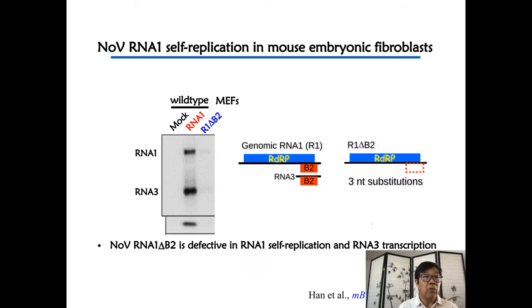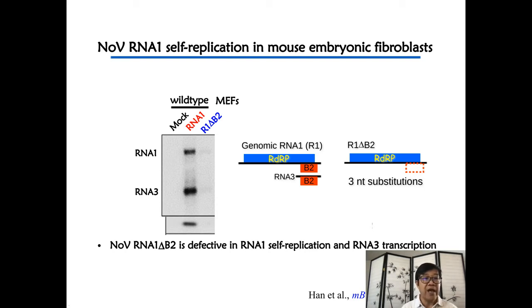So we recently investigated the genetics of RNAi response against Notomira virus in mouse embryonic fibroblasts, because Dicer and Ago2 knockout mice are not viable. So we are using this system to investigate the genetic requirement of antiviral RNAi. This slide shows the northern blot analysis of Notomira virus RNA1 self-replication in wild-type cells.